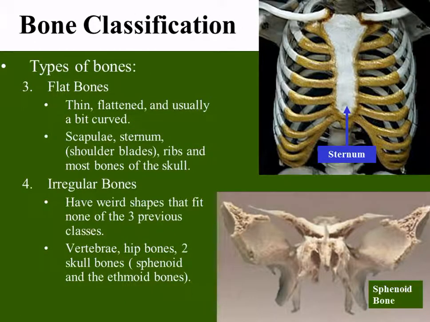The next category is called a flat bone, and those are flat. So when you look at things like the ribs, they're flat. They're kind of bent around, but they're flat bones. When you look at the skull, like this guy, we can pluck his head right off. You can see they're flat bones.